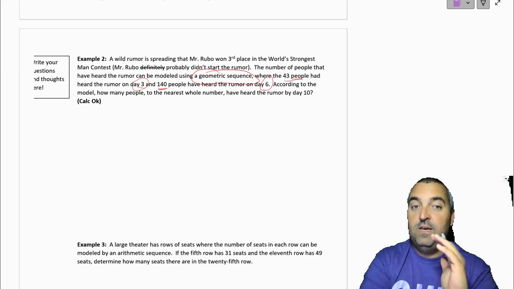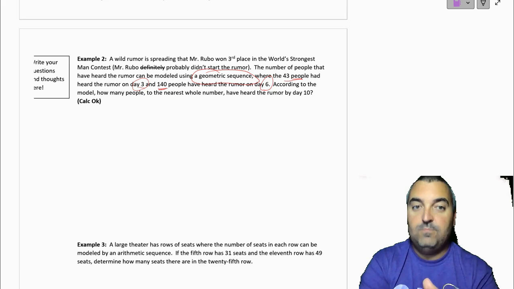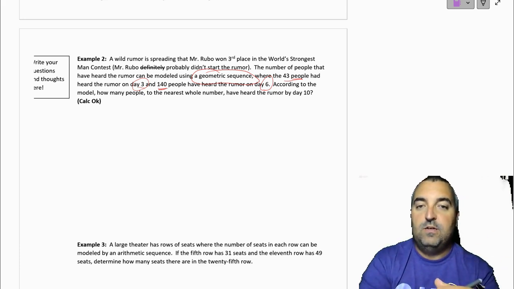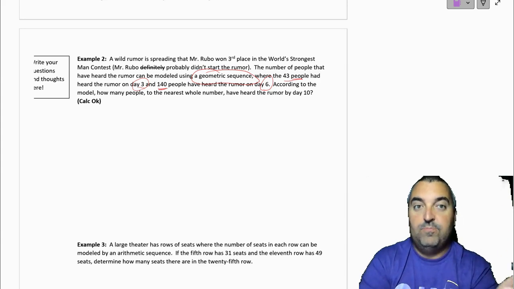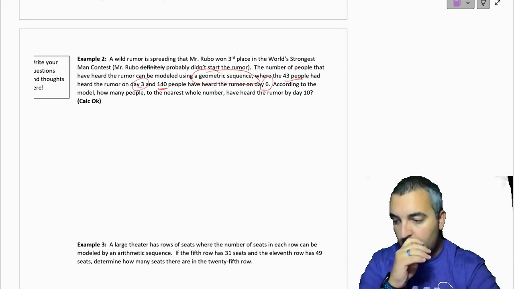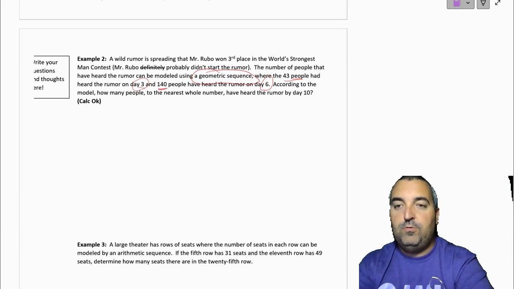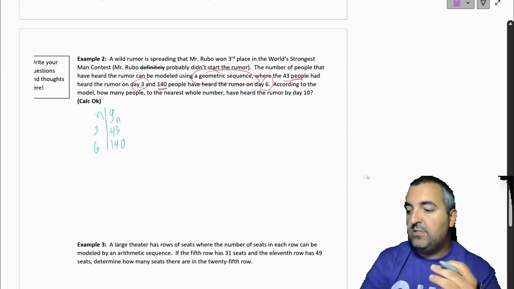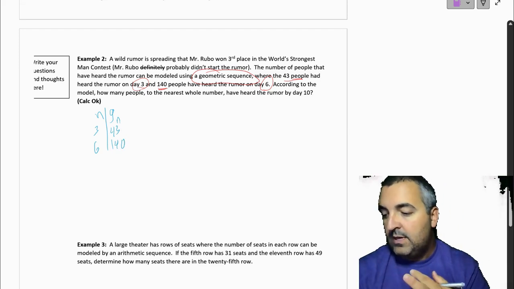So our first step is to figure out the function. Once we know the function, then let's figure out what it would be at day 10. So we know it's geometric, so I'm going to put a little table just to organize things. So I know at n equals 3, day 3, it was 43 people, and at day 6, it was 140. So there's my two data points.